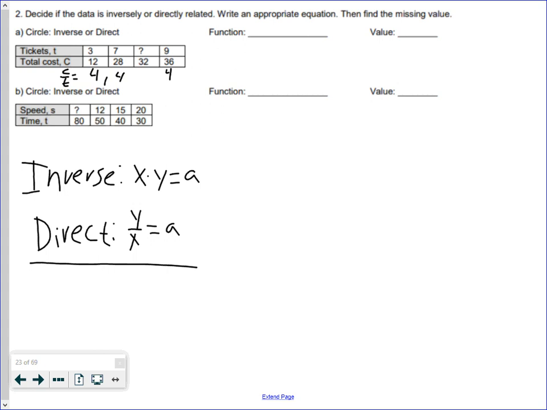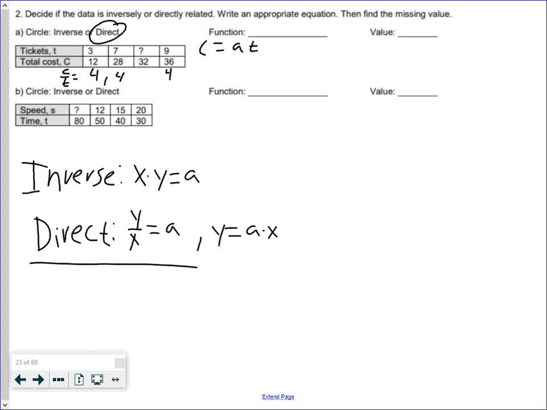So that means 2a is going to be direct. If we tried to multiply them, we wouldn't get the same thing. 3 times 12 is 36, and 7 times 28, I don't know what that is off the top of my head, but it's definitely not 36, so it cannot be inversely related. And since these are directly related, that means we're using the formula y equals a times x. So that's going to be our function, and we just need to solve for a. Which we already kind of did on 2a. We're saying c is going to equal a times t.